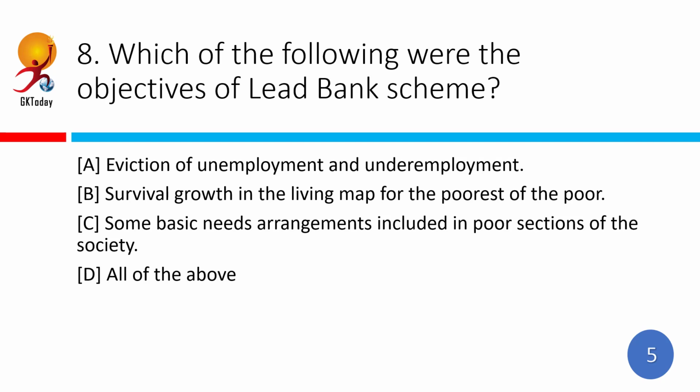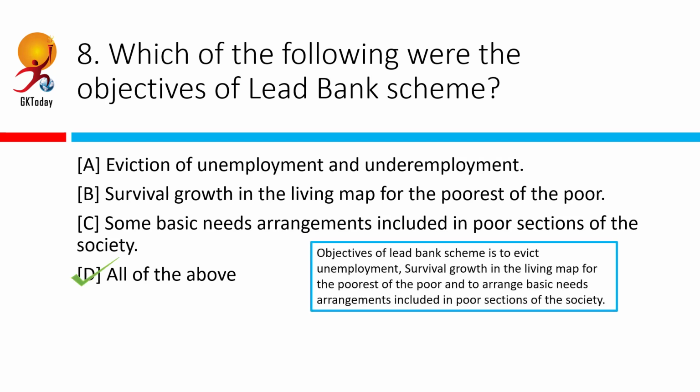Which of the following were the objectives of Lead Bank Scheme? We have already discussed objectives. So correct answer here would be all of the above because the three leading objectives are what's given here. The first being eradication of unemployment and underemployment, then raising standard of living for the poorest of the poor, and providing some of the basic needs of the people who belong to the poor sections of society.